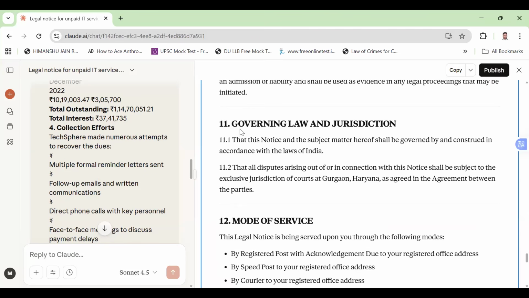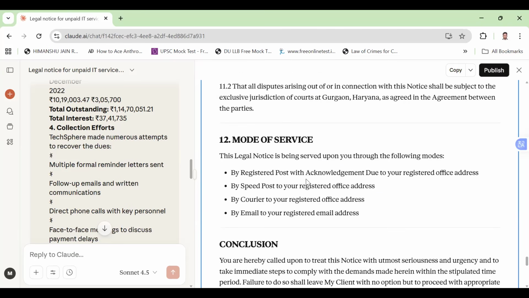We have given a proper jurisdiction in this case also. That is not as important in legal notices. It is important in drafting legal cases, but in legal notices you need not give the jurisdiction. But since it's given here, you can mention that also, that all disputes around this legal notice will be under the exclusive jurisdiction of Gurgaon, Haryana, since the companies are based there.